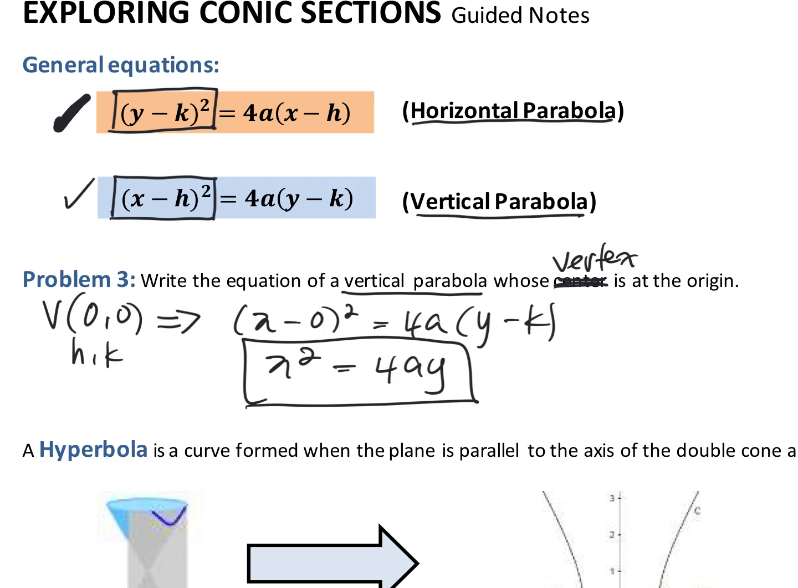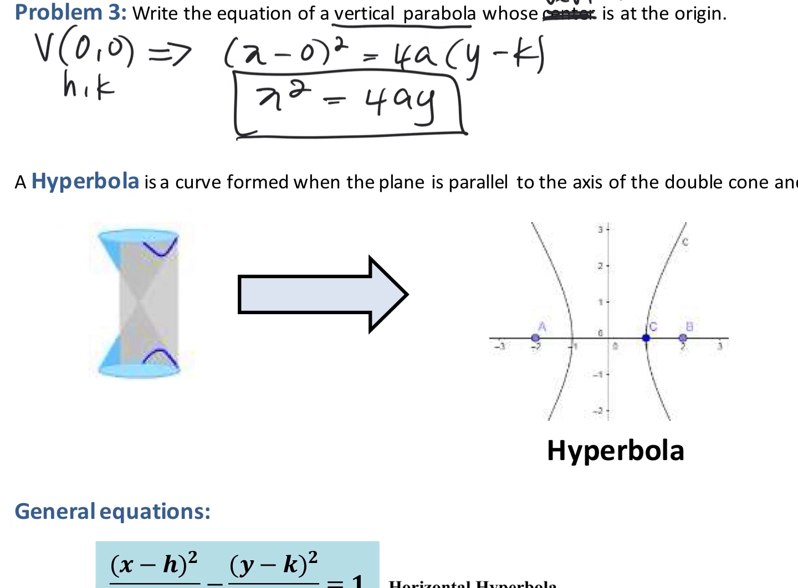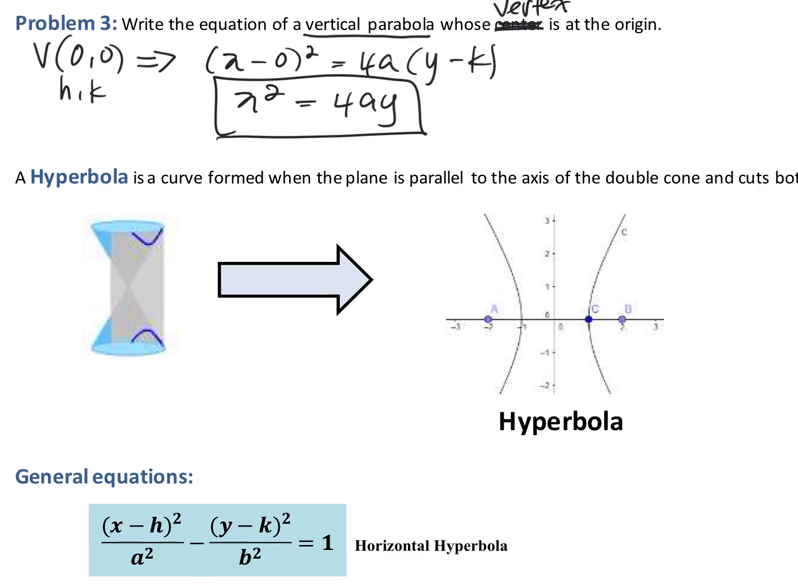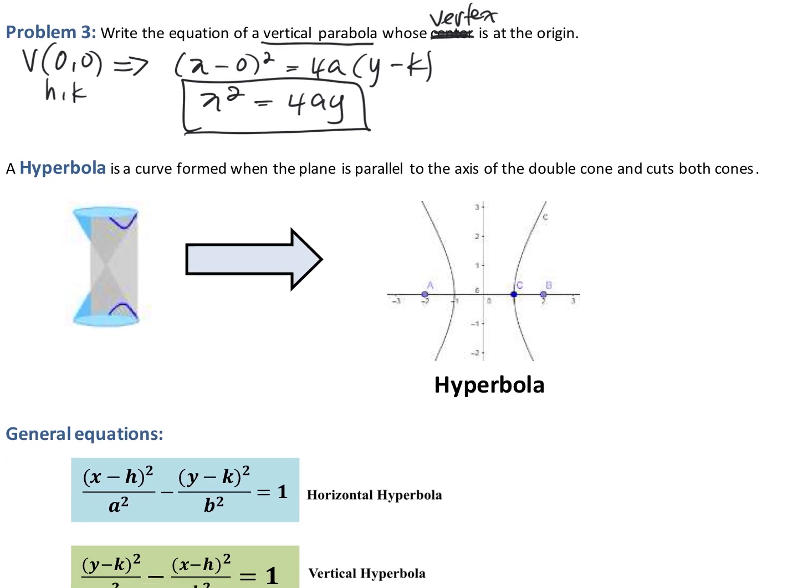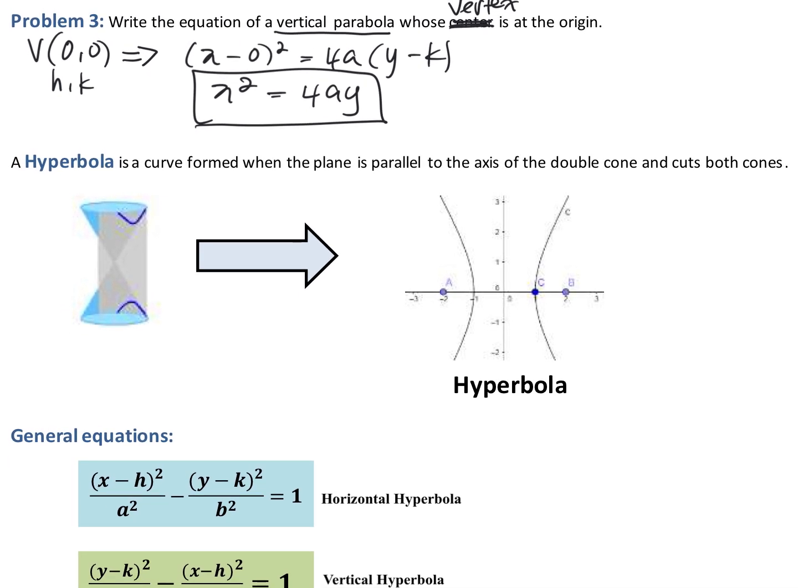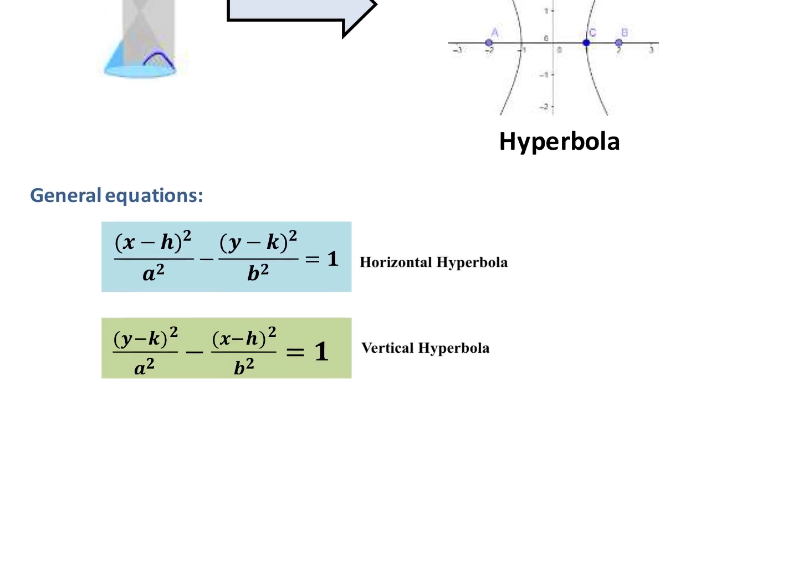Okay, next is your hyperbola. A hyperbola is a curve formed when the plane is parallel to the axis of the double cone and cuts both cones. Okay, so our keyword in here is that it's actually parallel to the axis of the double cone. This is our key term when we describe a hyperbola in its relationship with the double cone. So let's see the general equations for our hyperbola.